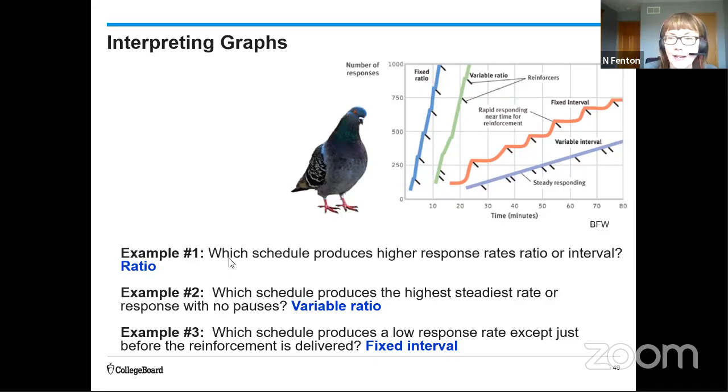And you see the diagonal lines here represent the reinforcement. Which schedule produces a low response rate except just before the reinforcement? That's fixed interval. When you're going to study right before that announced every-Thursday quiz. And what that does is it creates the scallops that you see on the graph in the fixed interval.